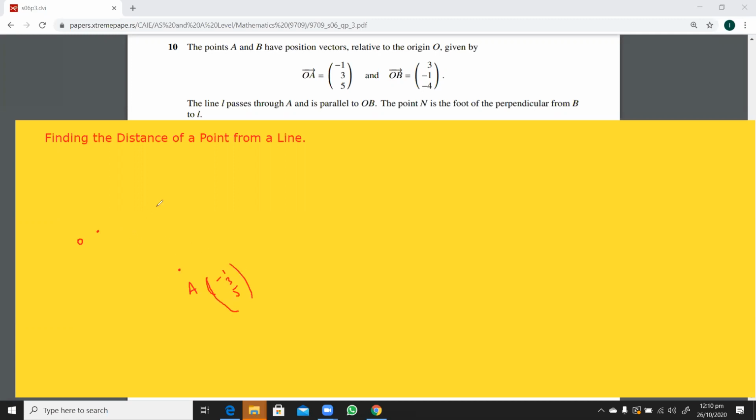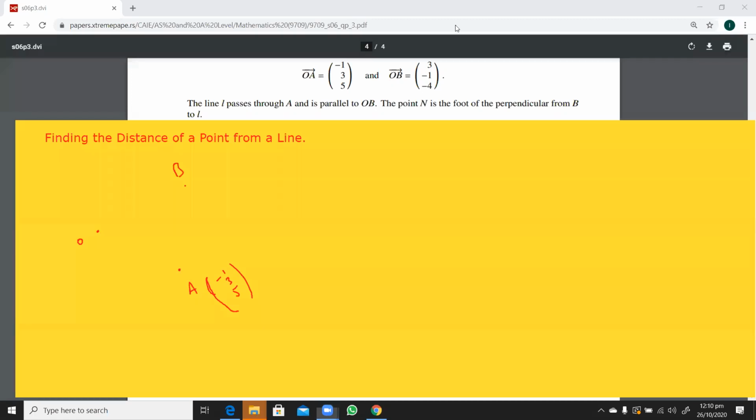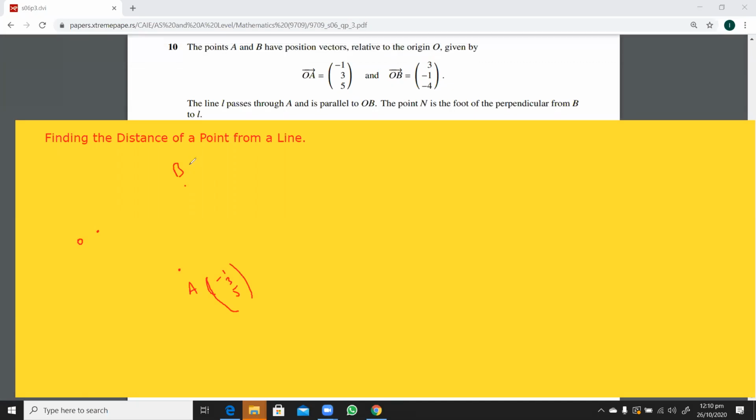And then there is a point B. Let me take it here. This point B is 3, -1, -4. Okay, it says the line L passes through A and is parallel to OB. So there is a line which is passing through the point A and is parallel to OB.